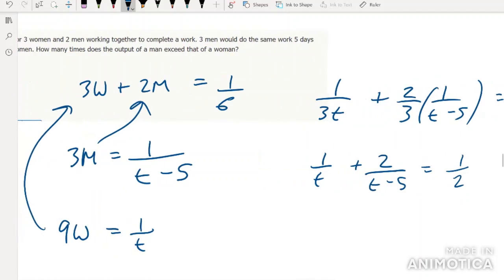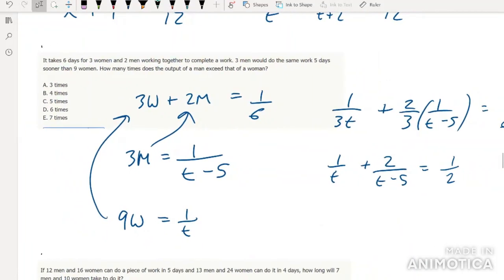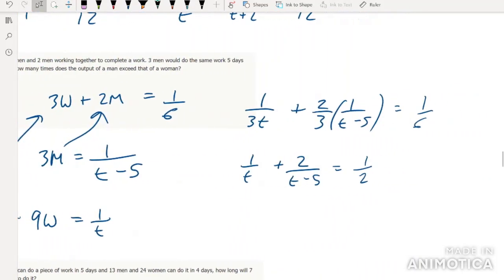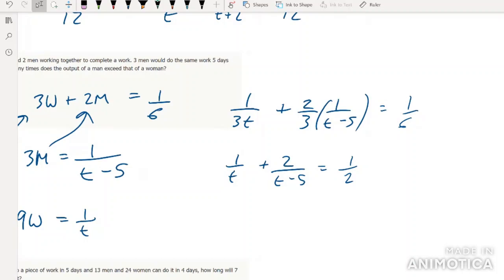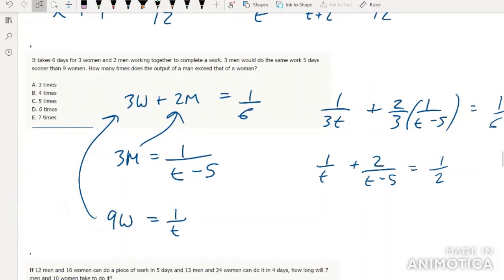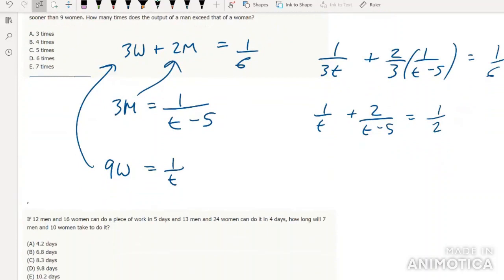t minus 5 is suspicious there because we can't have the bottom being negative. So I'm guessing t is, let's say, can we guess this one? T is 15 or something? 10? I'm thinking 10. Just eyeballing it.